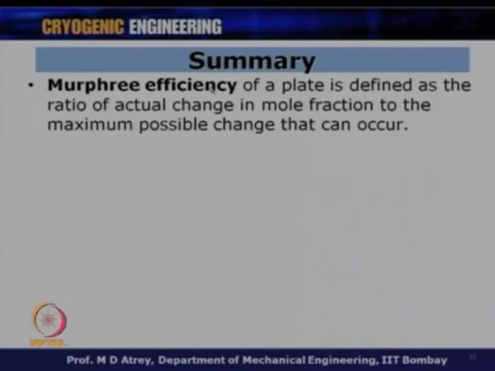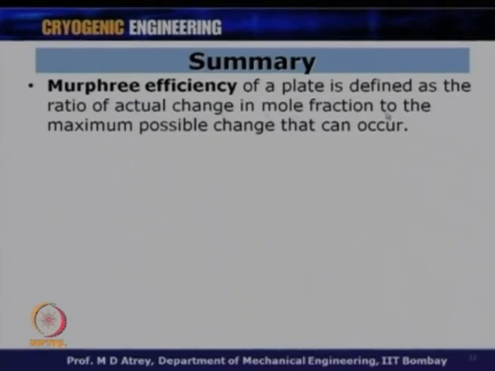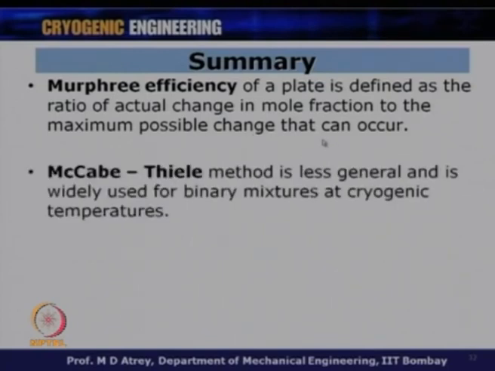The Murphy efficiency, if you remember, for a plate is defined as the ratio of the actual change in mole fraction to the maximum possible change that can happen on each plate. So Murphy efficiency can be different for each plate also. This is the actual change of mole fraction to the maximum possible change that can happen if ideal heat transfer happens in a plate. The McCabe-Thiele method is less general and is widely used for binary mixtures at cryogenic temperature, and this is what we studied.